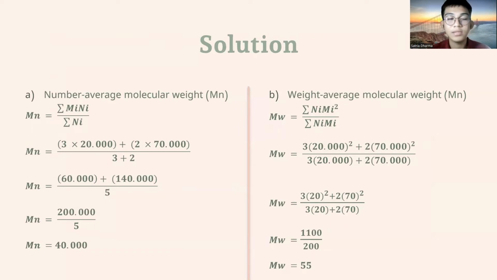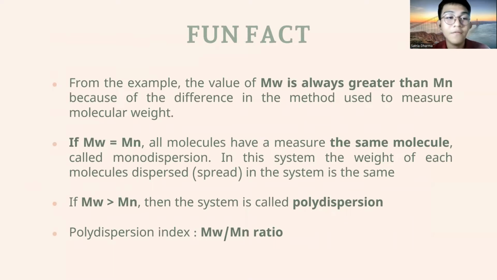So this is the solution of the example. This is the A and this is the B. Based on the solution, we got Mn equal to 40,000 and Mw equal to 55,000. And a fun fact from the example, the value of Mw is always greater than Mn because of the difference in the method used to measure molecular weight.